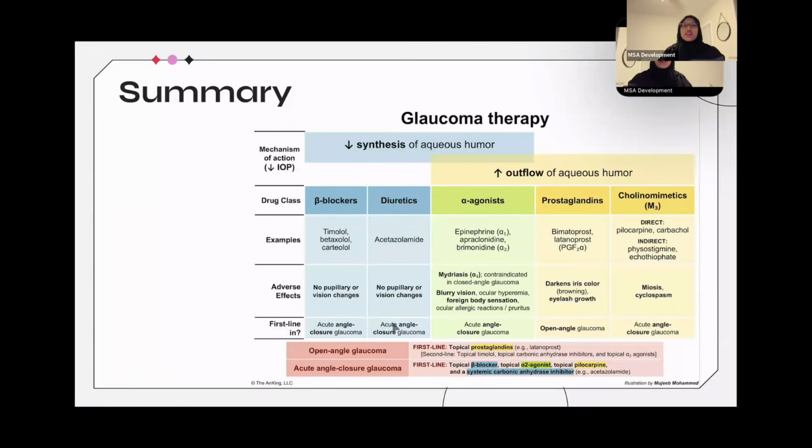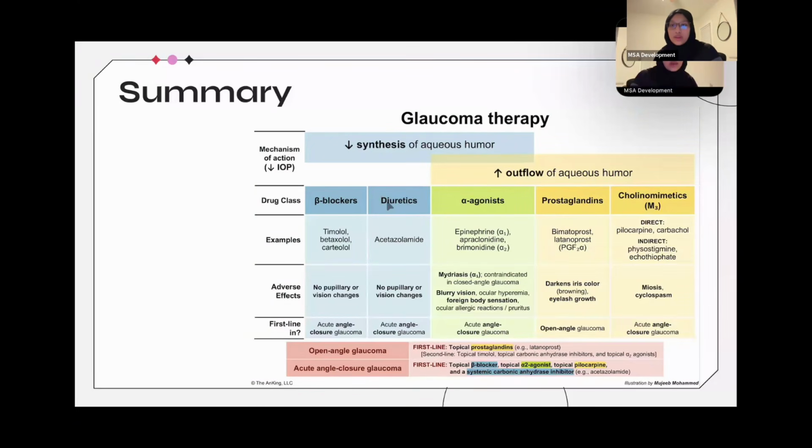Okay. So, summary, this is a very good table. If you don't like these tables, this is a very good one. So, alpha agonist is both, right? Yellow is only increasing outflow. Blue is decreasing synthesis. So, beta blocker, and so on. So, we talked about beta blockers. It's used in, okay, we'll talk about that.